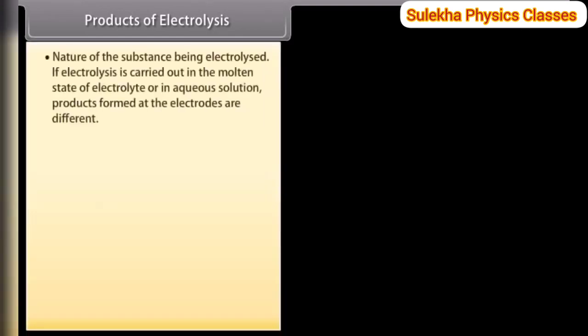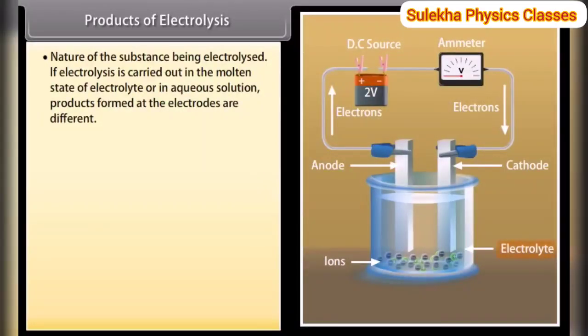Products of electrolysis. Products of electrolysis depend mainly upon the following factors. Nature of the substance being electrolyzed. If electrolysis is carried out in the molten state of the electrolyte or in aqueous solution, products formed at the electrodes are different. The type of electrodes being used.